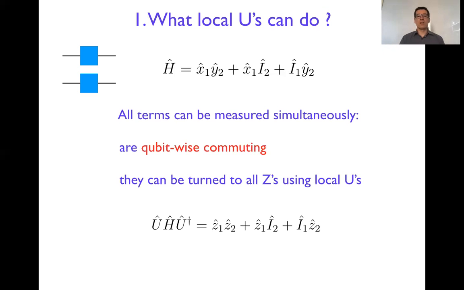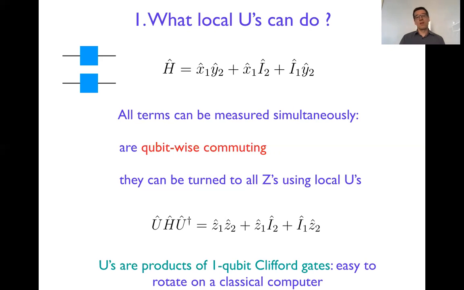So it turns out then these type of operators, which we call qubit-wise commuting operators, because each term in the sum commutes qubit-wise with the other terms, then there are always local unitaries that rotate such Hamiltonians into all z's. Essentially, in this case, this Hamiltonian can be rotated into this Hamiltonian, and all the terms can be measured, right?